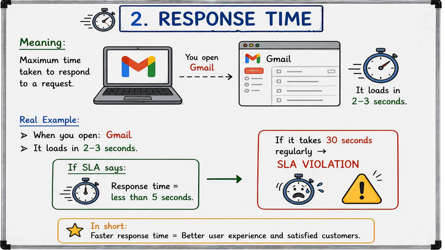So what may the consequences be? Customer dissatisfaction, complaints may be raised, and the CSP may need to fix the performance issues and provide compensation. So this is called an SLA violation. The response time is important because it ensures fast system performance, improves user satisfaction, helps monitor service efficiency, and holds the CSP accountable for delays. In short, faster response time is equal to better user experience and satisfied customers.